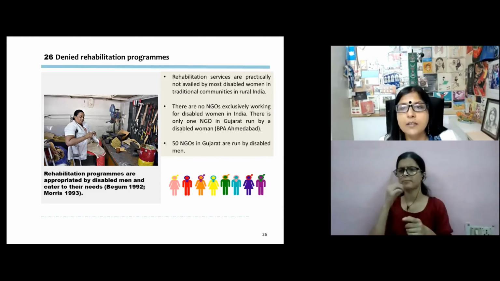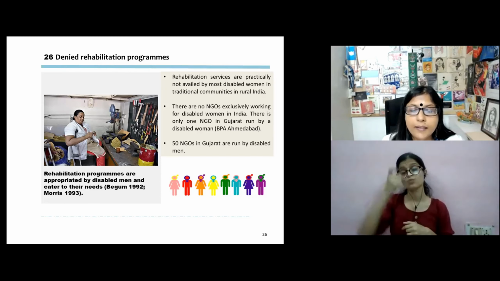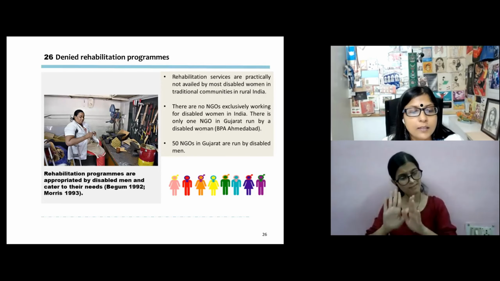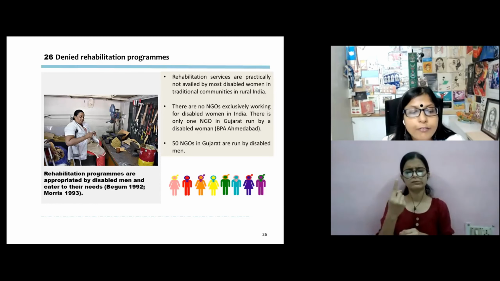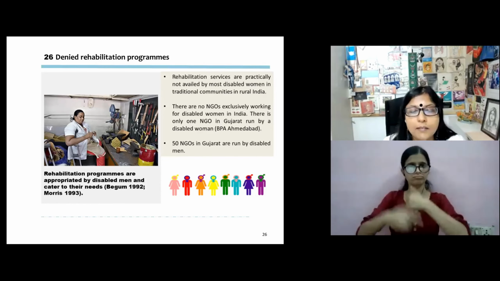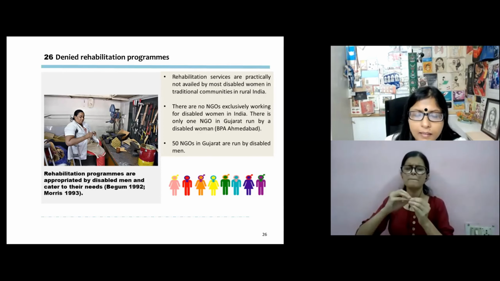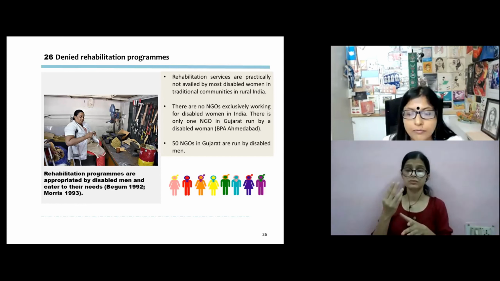But there are NGOs who are doing good work today, and I cannot claim to know and make statements about them. But in Gujarat especially, I find that there are no NGOs exclusively working for disabled women. And there is only one NGO in Gujarat run by a disabled woman. 50 NGOs in Gujarat are run by disabled men. And the Blind Persons Association in Ahmedabad gives figures out for this.